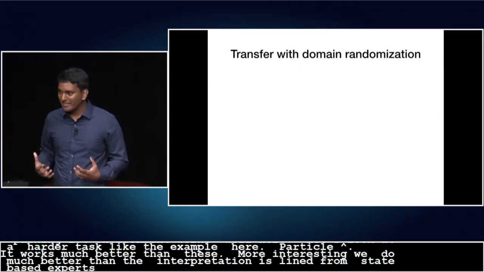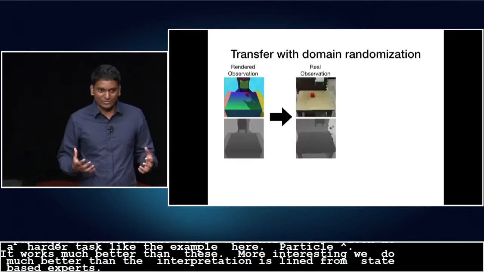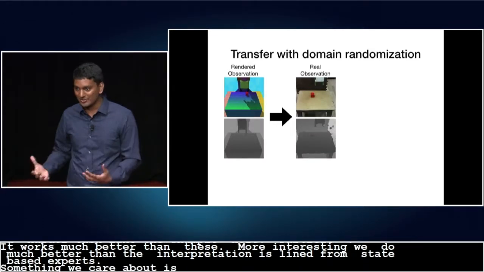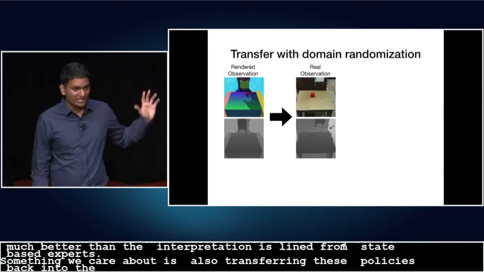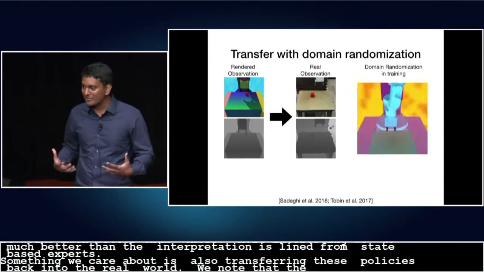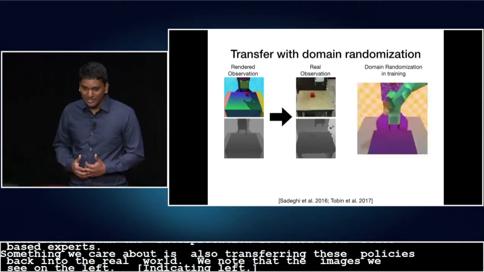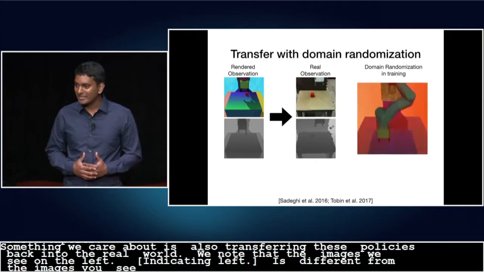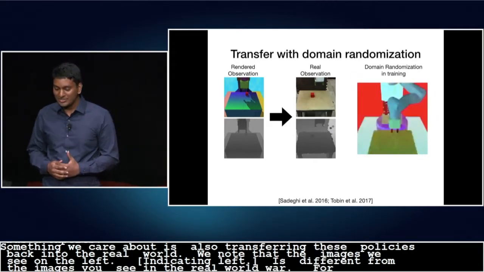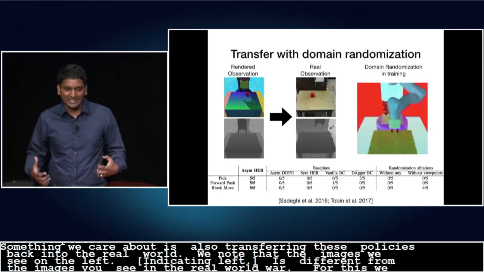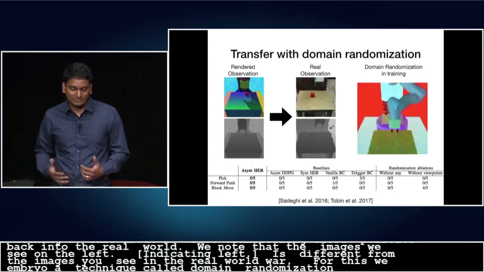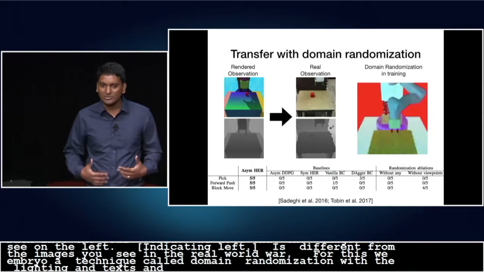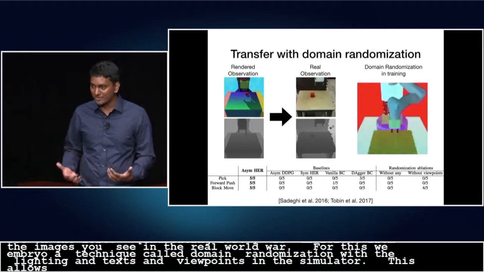Something we really care about is also transferring these RL policies back into the real world. But we note that the images that we see in the simulator on the left are very different from the images that you see in the real world. So for this, we employ a technique called domain randomization, where we randomize the lighting, textures, and viewpoints in the simulator. And this allows us to transfer our policies into the real world.